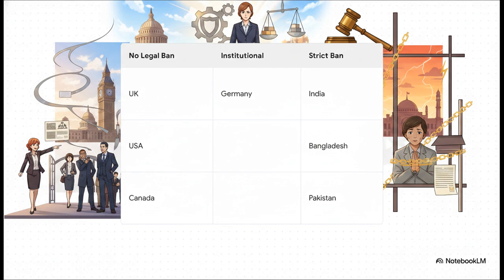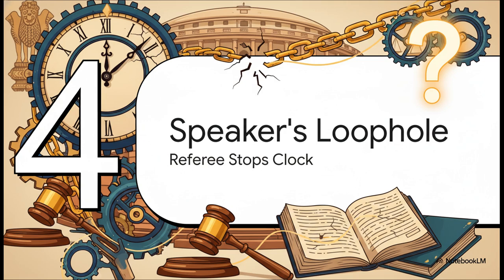Then you have Germany in the middle, using a cool institutional safeguard called the constructive vote of no confidence. That basically means you can't remove a government unless you simultaneously elect a replacement, which totally prevents sudden collapses. But over in South Asia, India, Bangladesh, Pakistan, Nepal, they use strict legal disqualification. They've opted for hard legal punishment over political flexibility just to keep things stable. But here's where the plot really thickens.